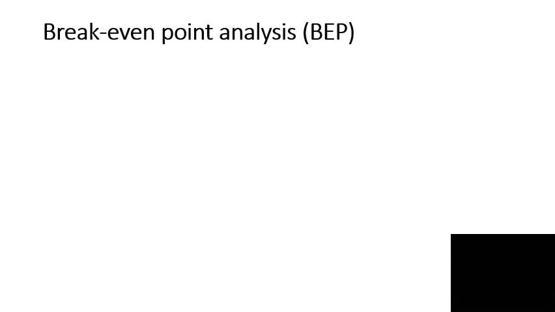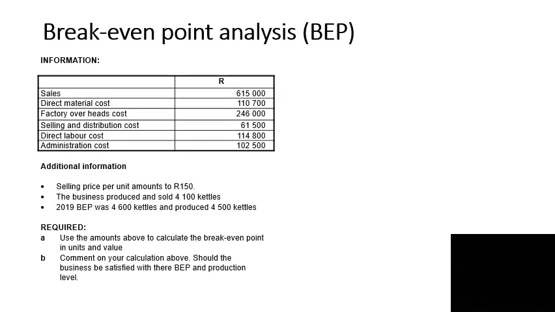Let us do a worked example on break-even point analysis. We are given the following information: sales amount to 615,000, direct material cost 110,700, factory overhead costs 246,000, selling and distribution costs 61,500, direct labor cost 114,800, and administration cost 102,500.